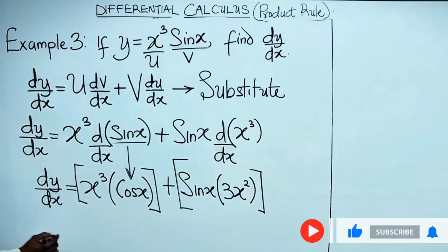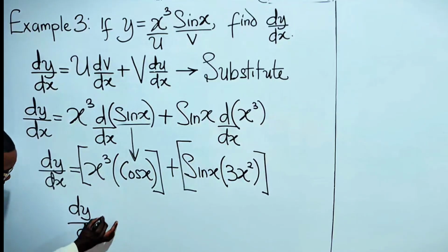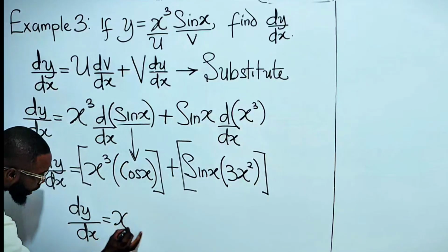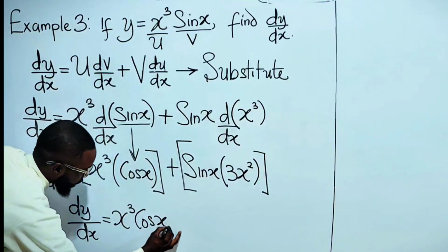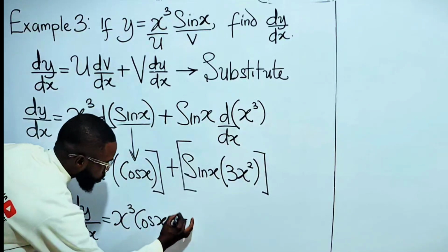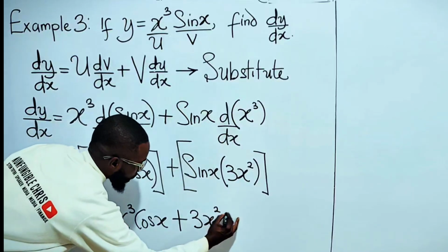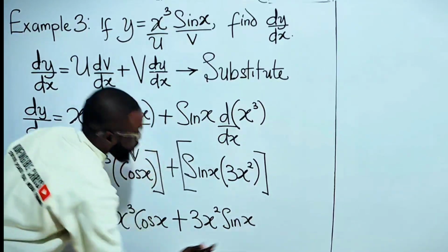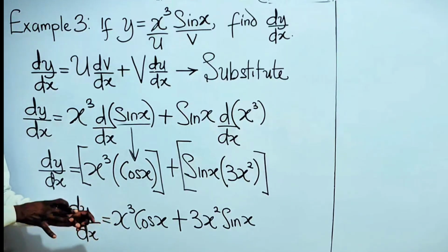So what do we do next? We're just going to rearrange them. So dy over dx gives us x cubed cos x, plus, fixing this, 3x squared sine x. Of course, they are still the same thing. We're just rearranging and playing around with it. You can leave our answer like this, but then it is not done.